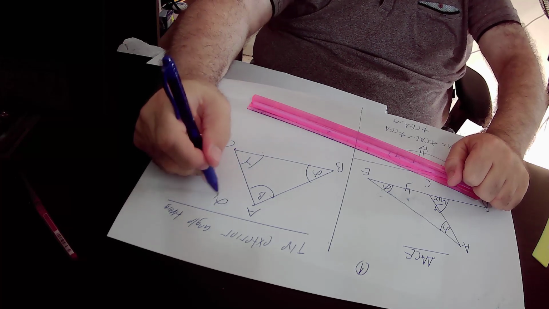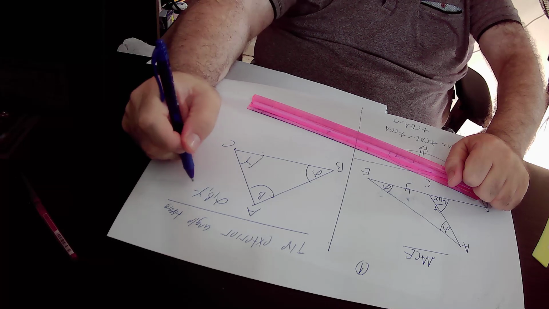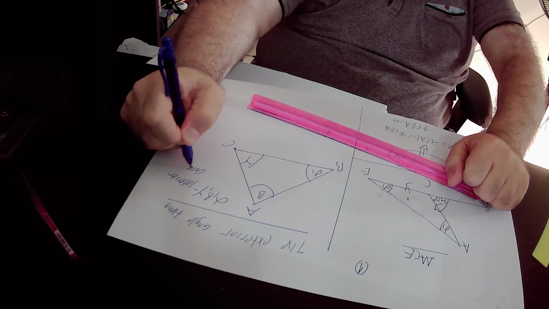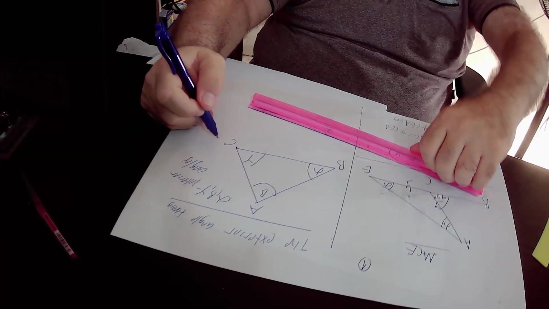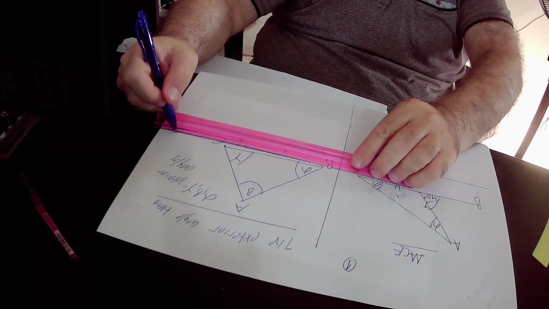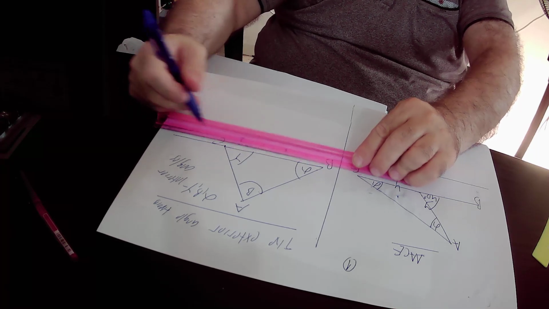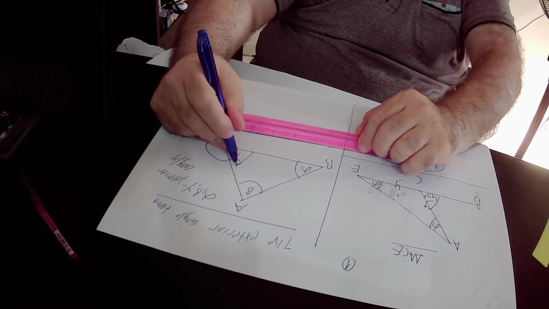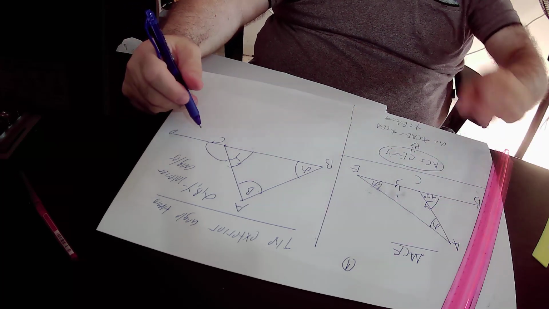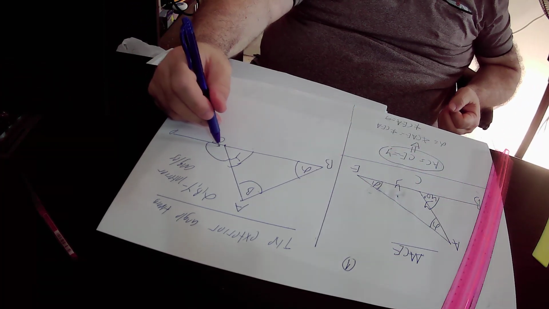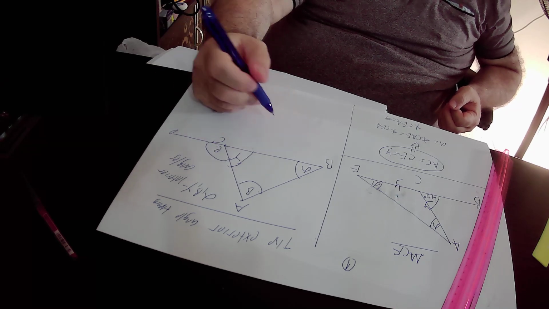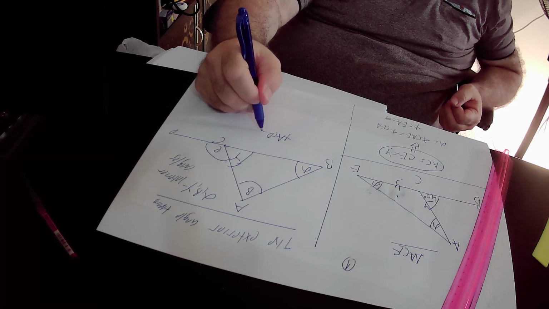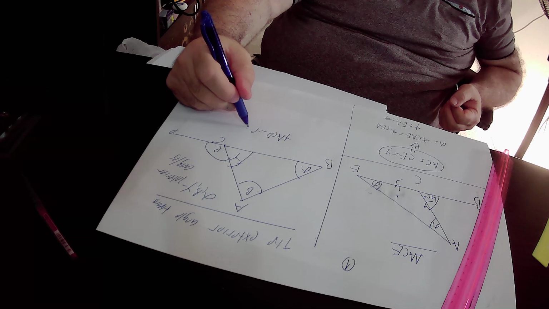Those angles alpha, beta, and gamma are defined as interior angles because they are located inside triangle ABC, while this angle ACD is defined as an exterior angle because it is located outside triangle ABC. So we define this angle as angle E. So angle ACD, that is equal to E, is the exterior angle of triangle ABC.